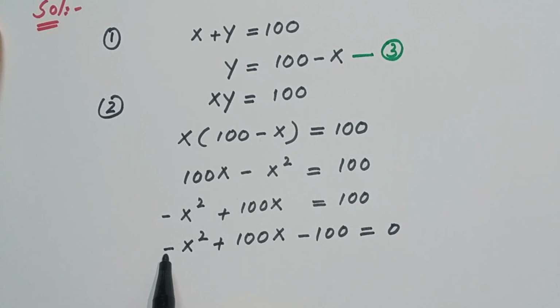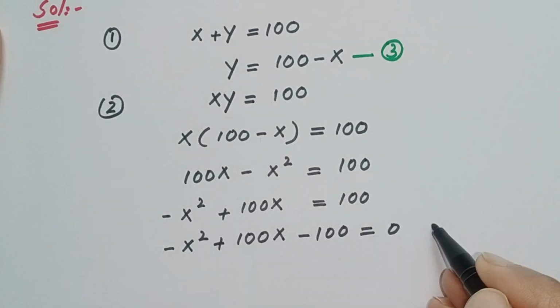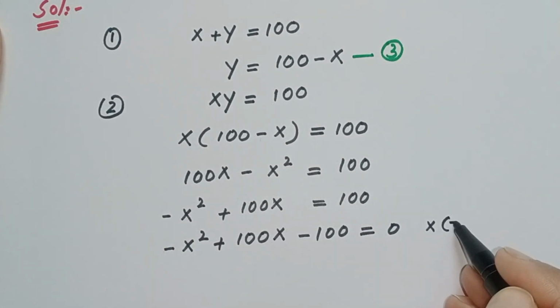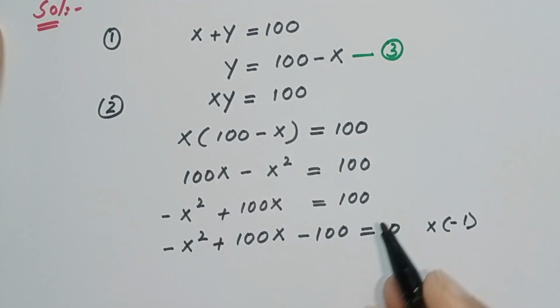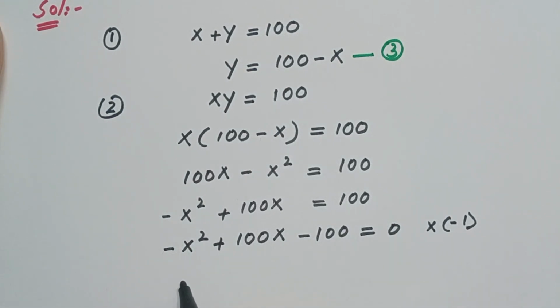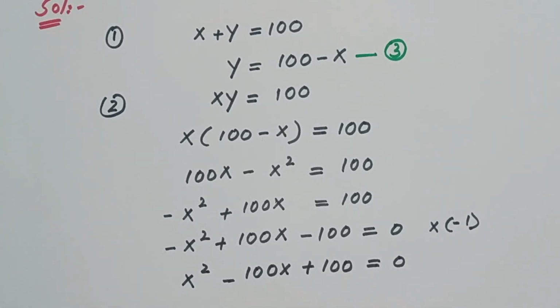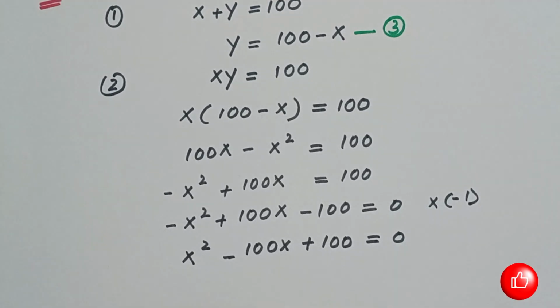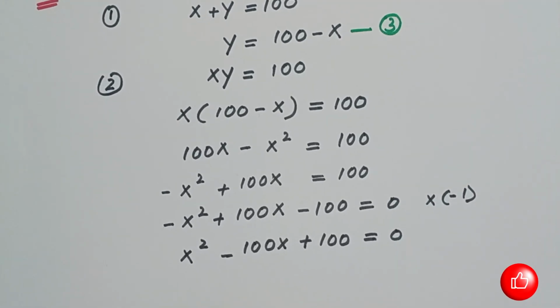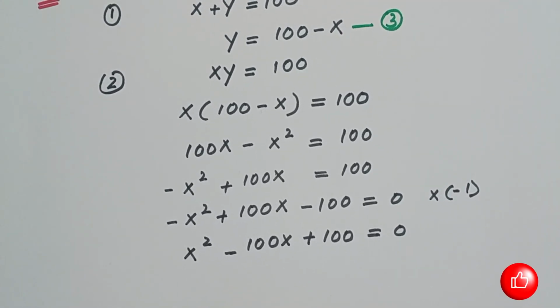Now we want to change the sign. Minus x square, we will multiply by minus 1 on both sides. x square minus 100x plus 100 is equal to 0. So in the next step, because it is a quadratic equation, now we will use the quadratic formula to find out the value of x.